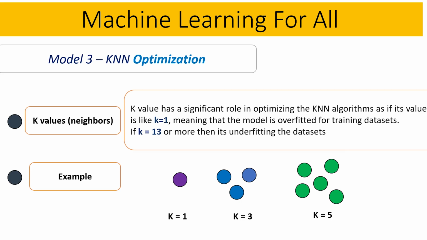But if your k value is 13 or higher, 15, 17, then sometimes it becomes an underfitting problem in the datasets. So you have to make sure that the k value is very suitable for your dataset. Based on your dataset, it should be around 3, 5, 7, 11.